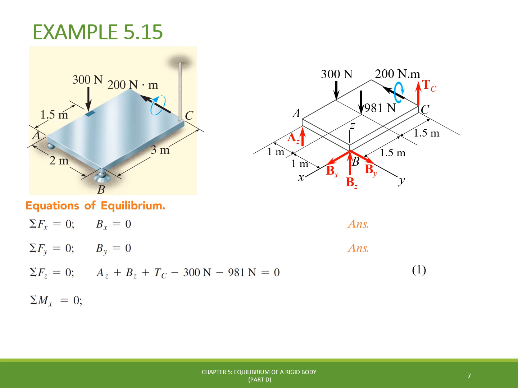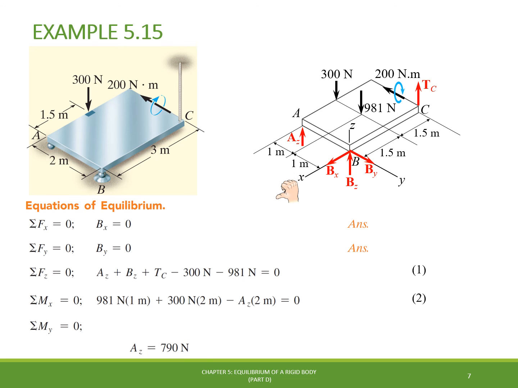One of the equations comes from the summation of the moments about the x-axis being equal to 0, in which by following the right-hand rule, we have that the weight of the plate with the 1 meter moment arm generates a positive moment. The applied 300 newtons force with the 2 meters moment arm also generates a positive moment. And the reaction force AZ and the 2 meters moment arm generates a negative moment about the x-axis. We can solve this equation for AZ directly, and we get the result of 790 newtons.